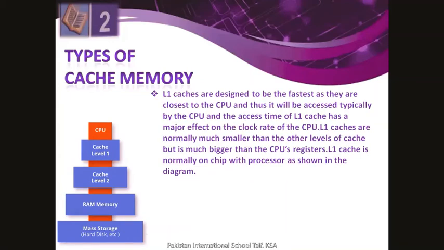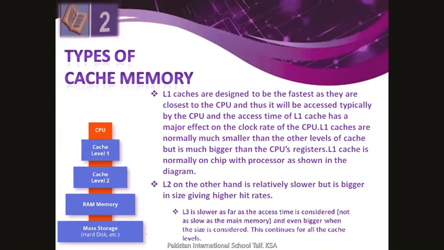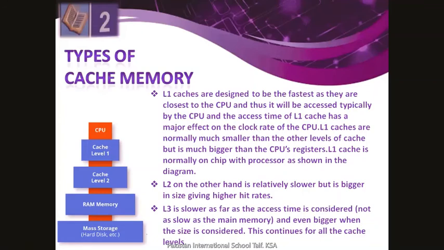So we have different levels of cache memory. Level 1 caches are designed to be the fastest as they are closest to the CPU, and they are accessed typically by the CPU. The access time of the level 1 cache has a major effect on the clock rate of the CPU. So level 1 cache is basically inside the CPU, and this is the fastest level of cache. It is the fastest way of transferring the instruction and data the CPU can use.